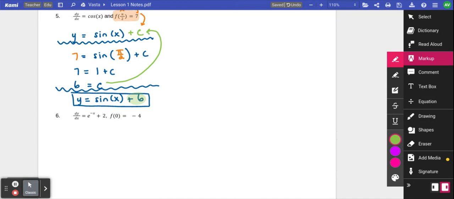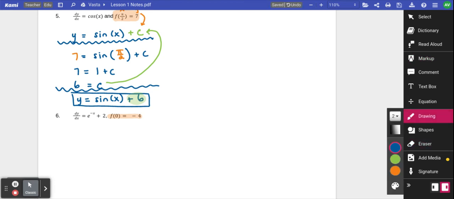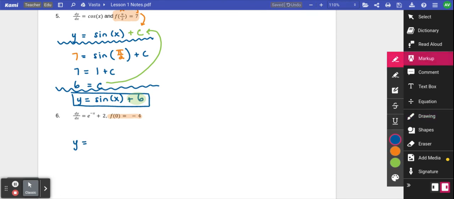All right, let's take a look at number 6 here. Now, number 6 is, again, a problem where I'm given an initial value. So that allows me to actually find the value of c at the end here. Step number 1 is going to be to do the antiderivative. So the antiderivative of dy over dx is just y. The antiderivative of dy over dx is just y equals, now I have e to the negative x.